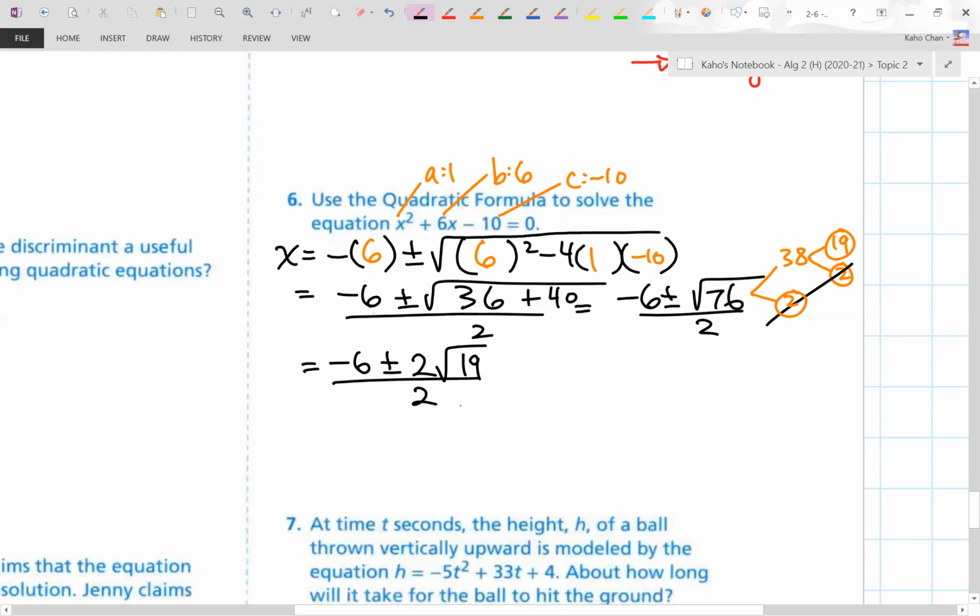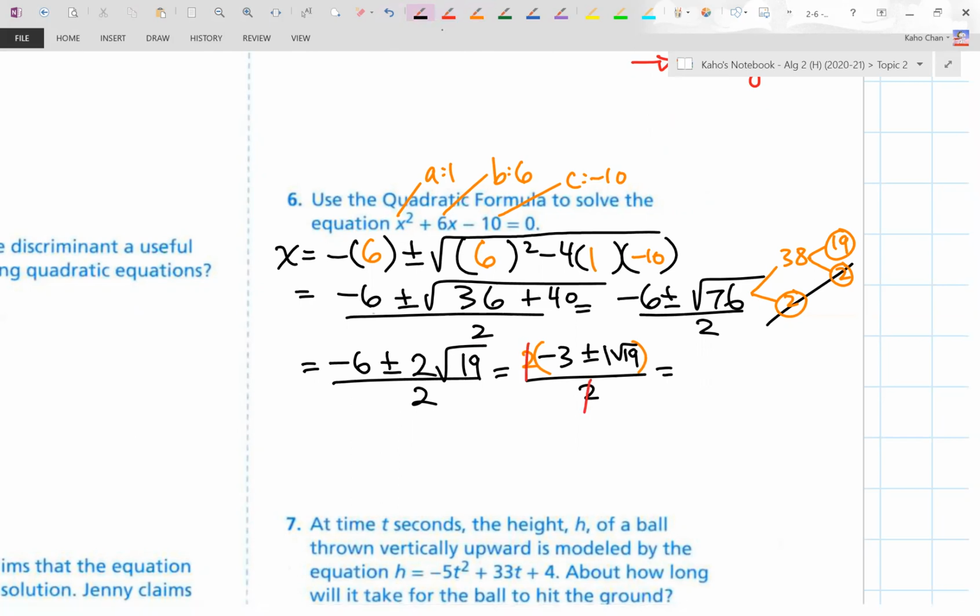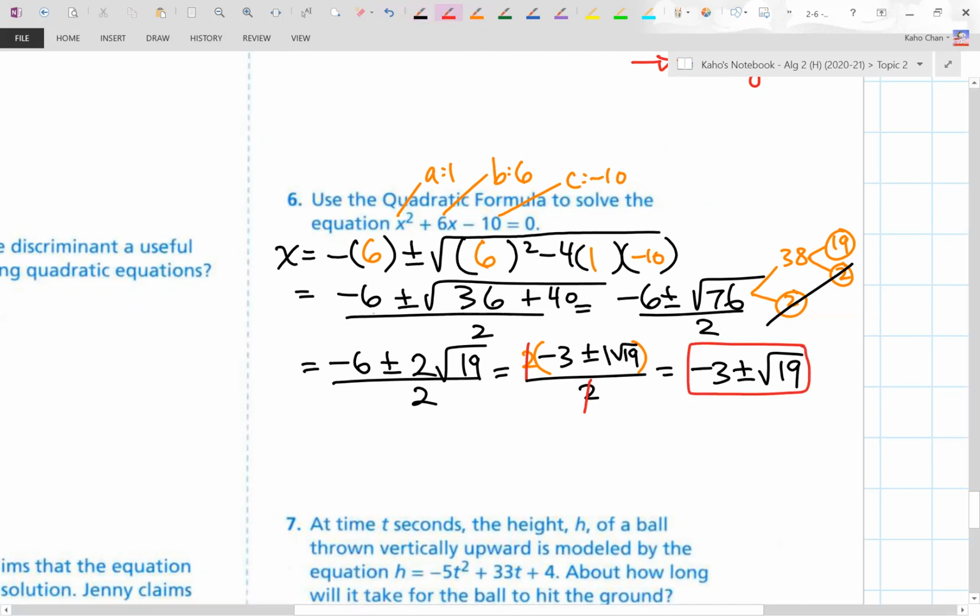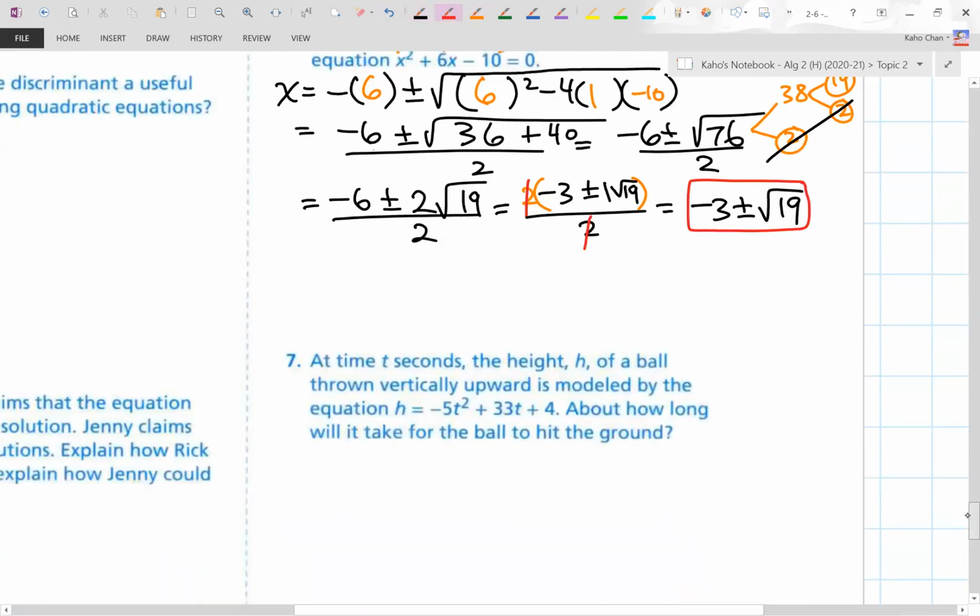Oh, look, they want us to reduce, of course. You can take out a 2 on top, or factor out a 2. These are the negative 3 plus or minus 1 root 19. You don't have to write the 1 if you don't want to. I'm just doing that for emphasis. The 2's cancel out. And that leaves us with the final answer of negative 3 plus or minus root 19. I like that. Clean, nice and easy. Still had to reduce, didn't we? Okay.